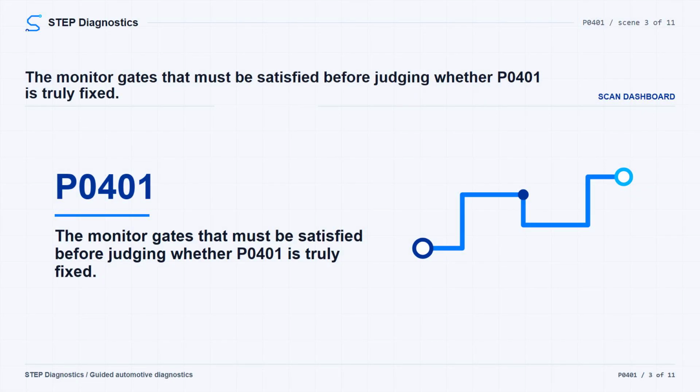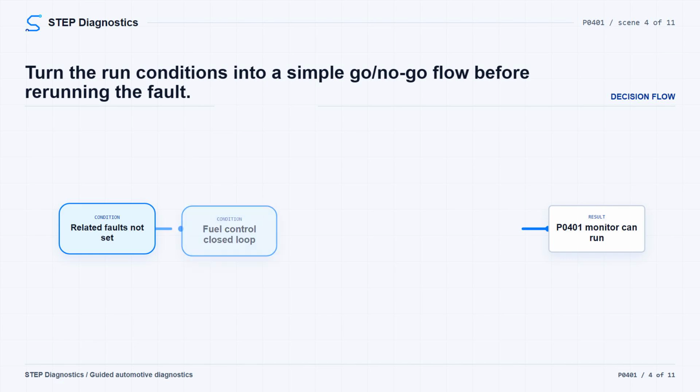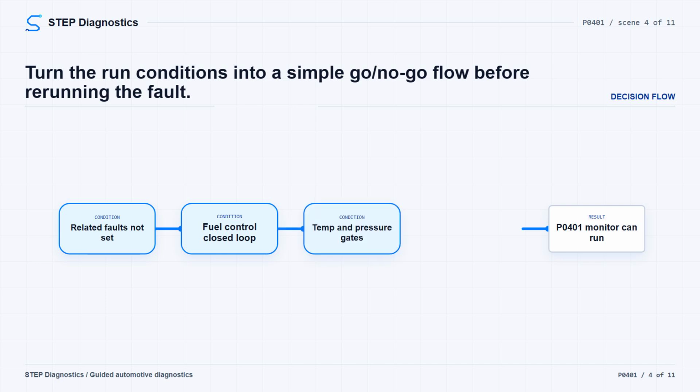Before judging the diagnostic result, reproduce the operating conditions for the P0401 monitor. The prerequisite related faults need to be not set, fuel control needs to be in closed loop, and the P0401 gate is this: ambient air temperature warmer than -7 degrees Celsius, 19.4 degrees Fahrenheit, barometric pressure greater than 72 kilopascal, 10.4 psi, engine coolant temperature warmer than 60 degrees Celsius, 140 degrees Fahrenheit, engine speed 750 to 2000 RPM, and ignition and start signal greater than 11 volts.